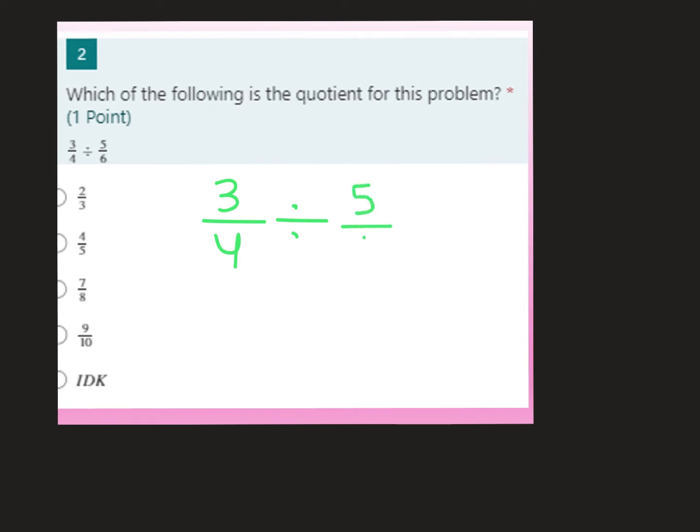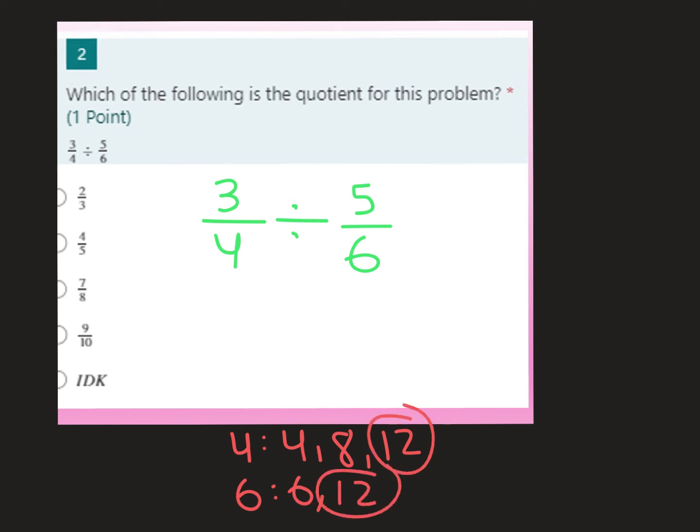All right, next one, number 2 was 3/4 divided by 5/6. First thing you need to do is make sure you have common denominators here, which we do not. So between 4 and 6, my common denominator would be 12. If you don't know that off the top of your head, remember you can list out your multiples. So multiples of 4: 4, 8, 12. Multiples of 6 would be 6, 12, and your least common multiple right there will give you your best common denominator.